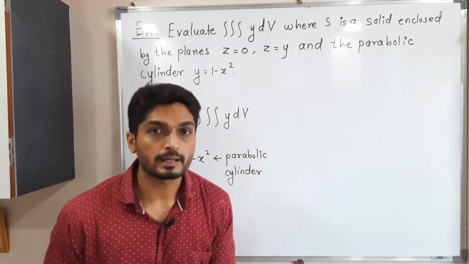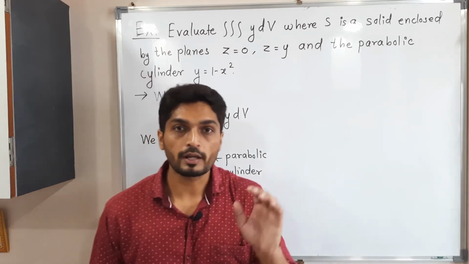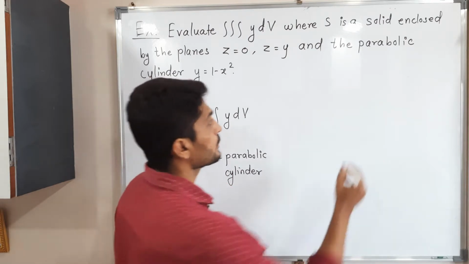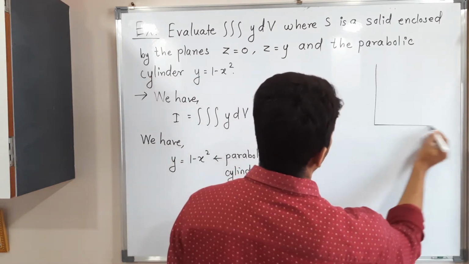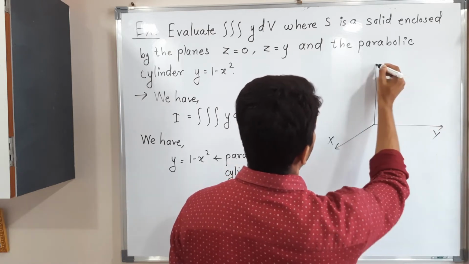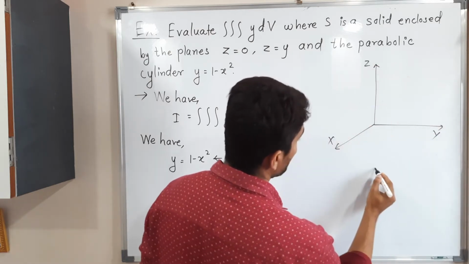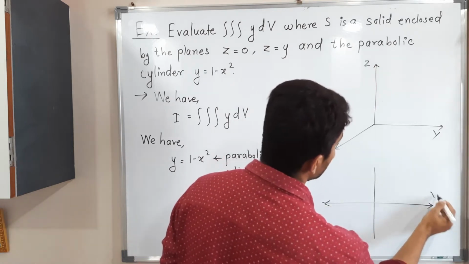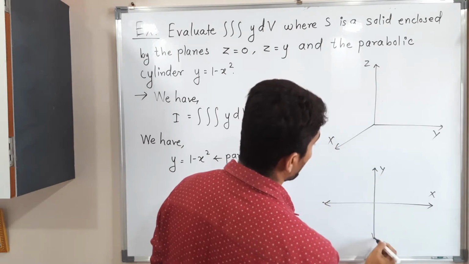I will draw a diagram simultaneously, in 3D and 2D both, so we can easily understand. So in 3D this is the x axis, this is the y axis, and this one is the z axis. And simultaneously I will draw a diagram in the xy plane also. So this is the x axis and this is the y axis.